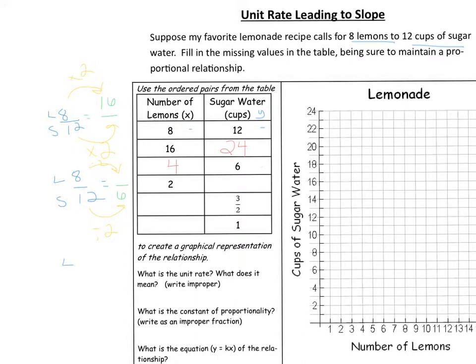Okay, lemon to sugar water using that same ratio, 8 to 12. In the problem, it said maintain a proportional relationship. All that wanted you to do was keep that same ratio of 8 to 12. Okay, that's all it was asking for. So we now are dealing with 2 lemons. To get from 8 to 2, that would be divide by 4. And so for 12, we would divide by 4. And that's how we end up with 3. So the number of lemons would be 2 and the cups of sugar water would be 3.